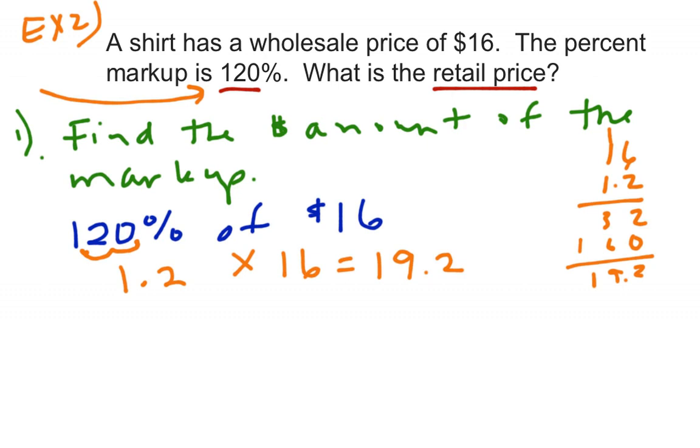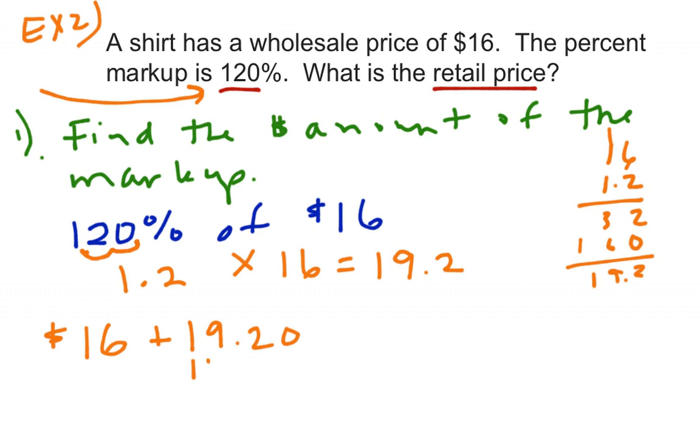We know 100% is exactly equal to what we started with. 100% markup would be $16, so it would be basically double, $32 is what the retail price would be. In our case, it's even going to be more than that. So we're going to take our original amount, our wholesale price, and then we're going to add the markup of $19.20.